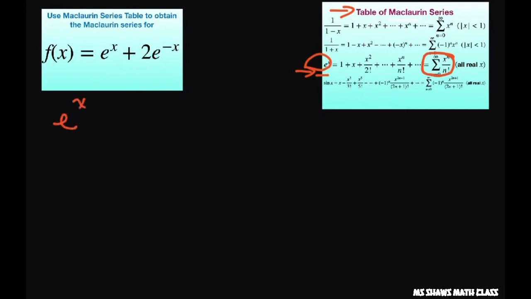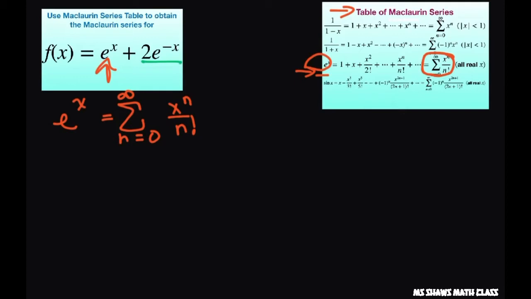E to the power of x equals the sum of n equals 0 to infinity of x to the power of n divided by n factorial. So we have this one. That's just given. Now let's look at 2e to the negative x.